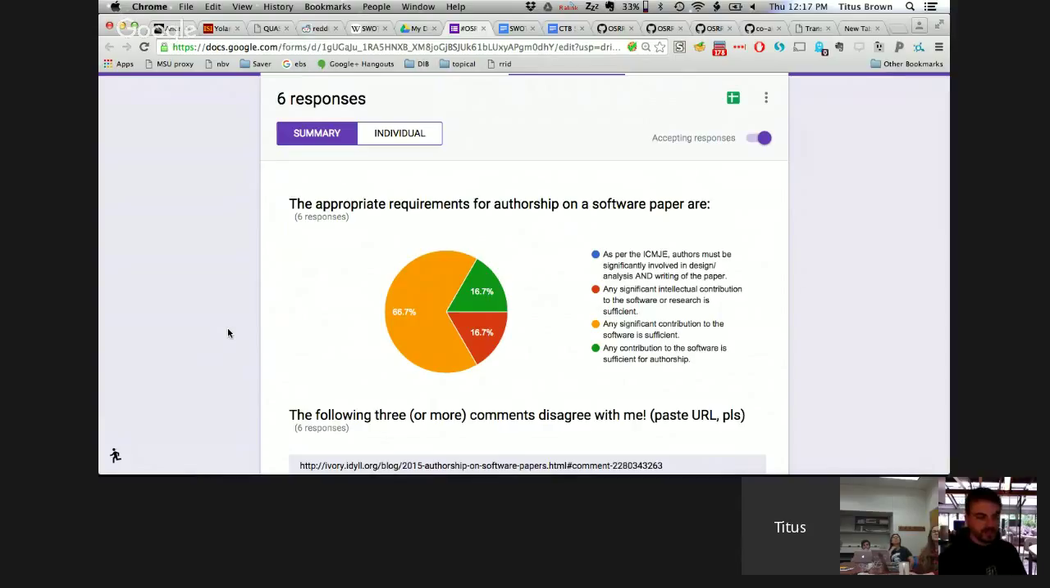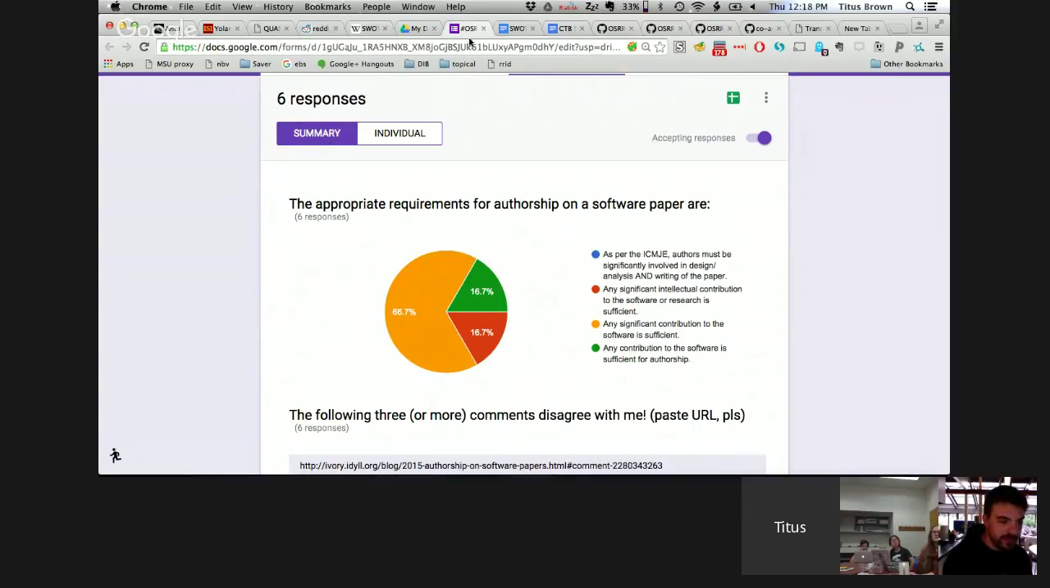I think it's really interesting to note that nobody seemed to buy the medical journal perspective that authors have to be significantly involved in the design, analysis, and writing of the paper, out of the 6. I think that's interesting because that's actually what journals point you at when they ask you to assess who should be an author.